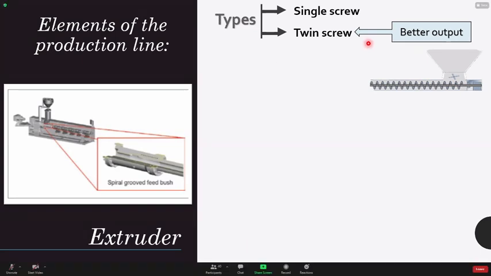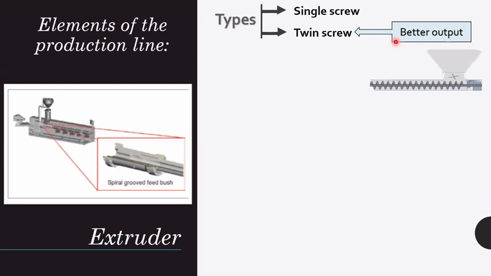Output of a twin screw extruder can typically be 3 times more than that of a single screw extruder of the same size and speed. So this is the figure of a single screw extruder, and it shows how plastic in the form of granules or powder is fed from a hopper onto the screw. At the end of the extruder, melt passes through the die.